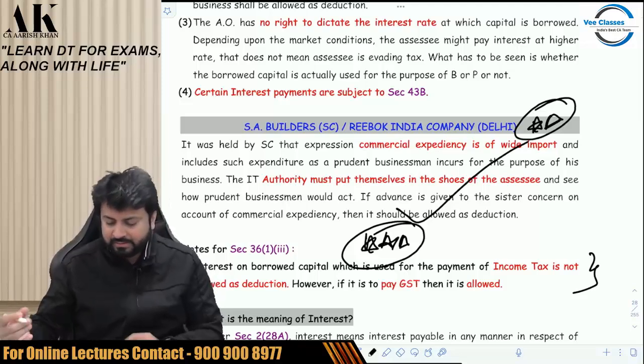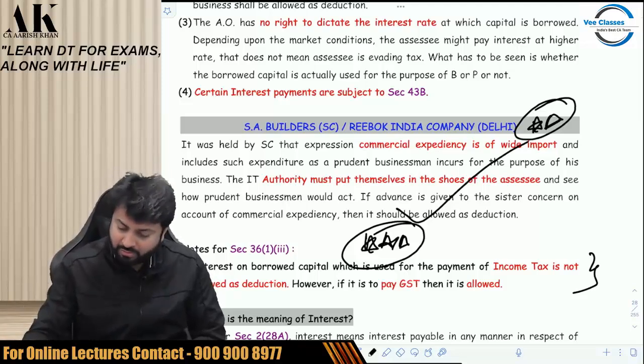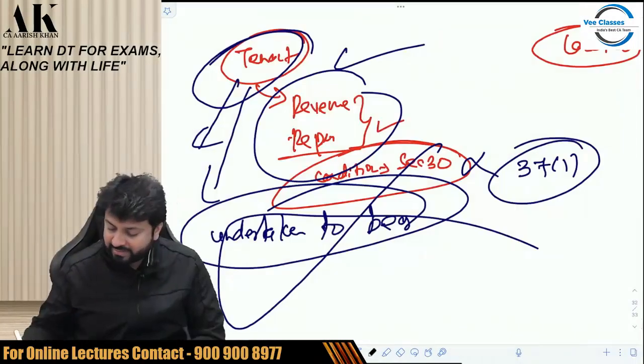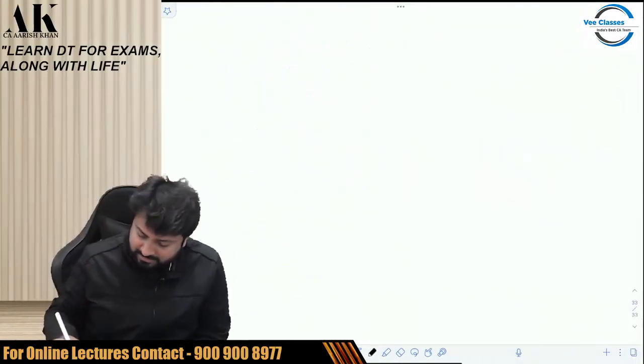Okay. Now, there is one very important case law over here. Let me tell you the facts of that case. Now, what has happened over here? There is an assessee over here.